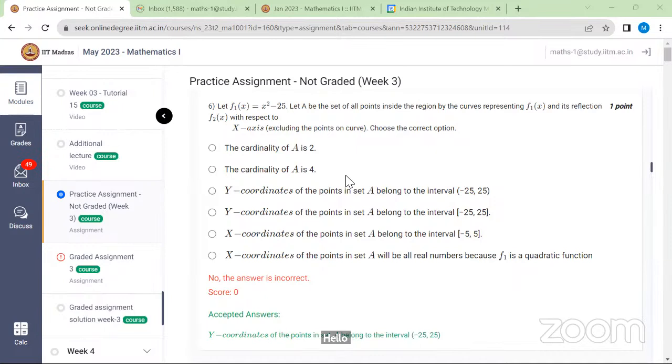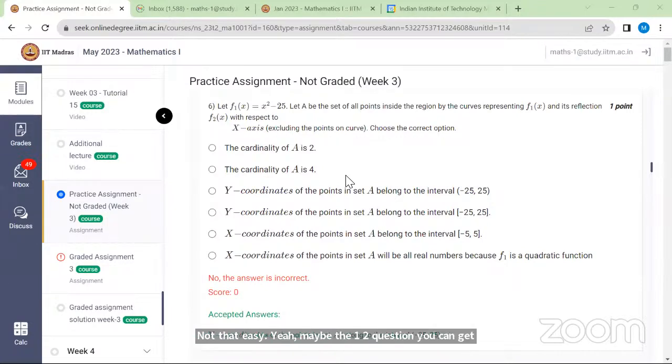In some cases, I have seen that they have changed the number. Maybe 1-2 questions you can get directly, but I don't think so. Sir, are you making the questions for the qualifier? Not for this course, for the other courses. Sir, can you make more questions on this to improve practice? The only way is to practice more. Yes, practice the graded and PYQ as many times as you can.